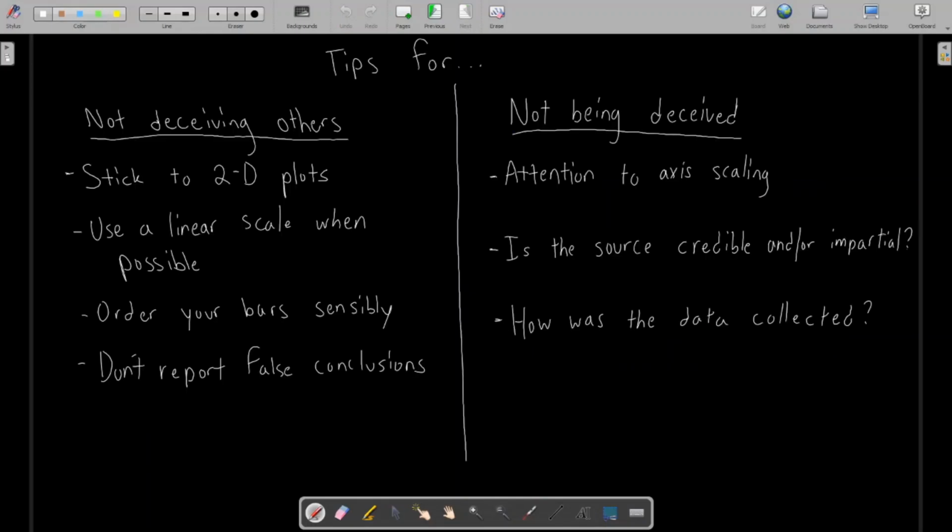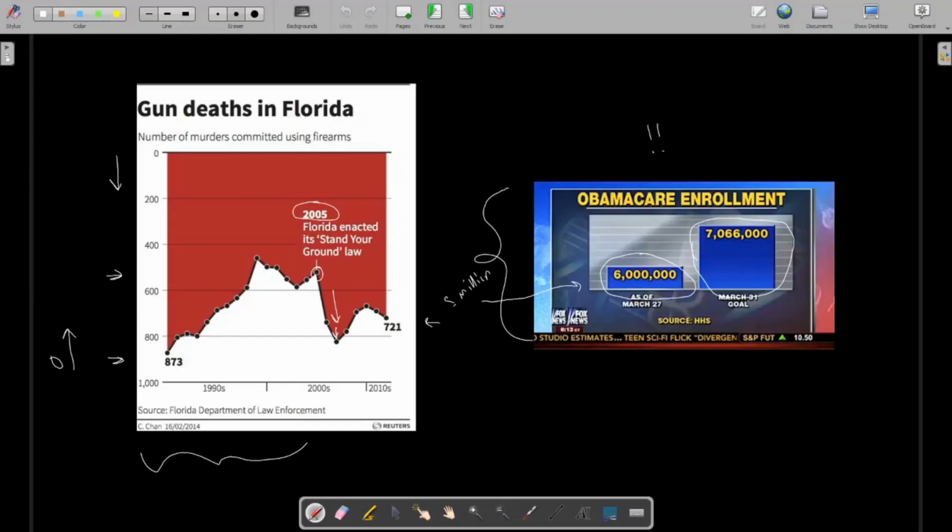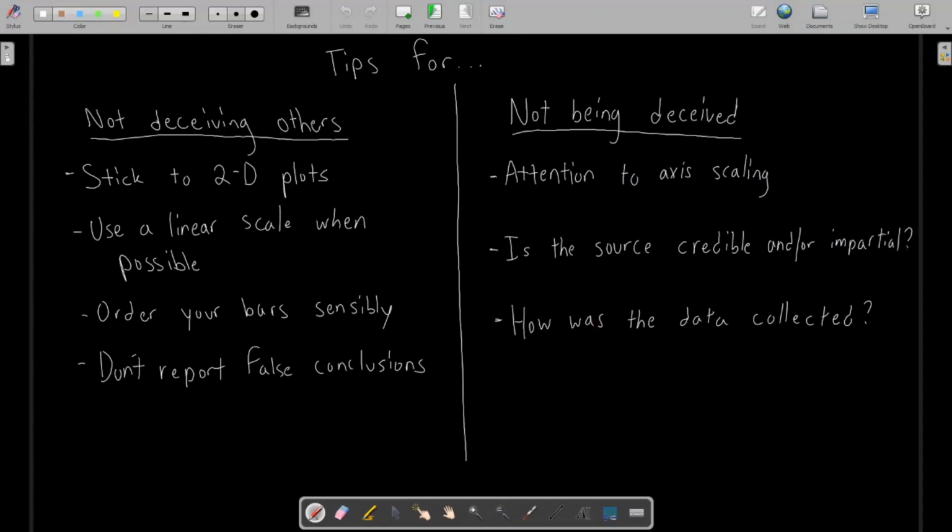And lastly, how is the data collected? Oftentimes you won't have the answer to this question for every graph or plot you see, but we want to know, how is the data collected? Did they leave out certain elements of the population that they were sampling from? And were they right to do that? Do they disclose that in the graph? How you collect the data is just as important as how you interpret it in the end.